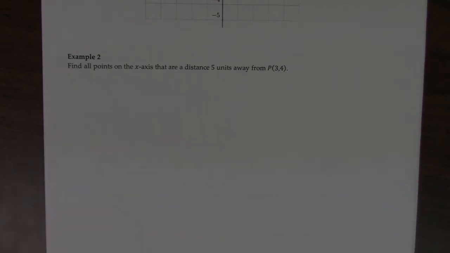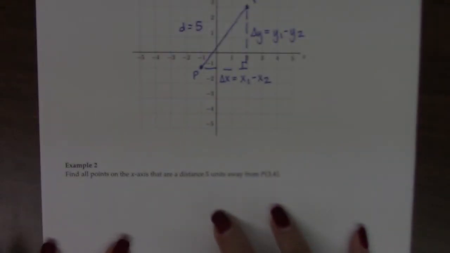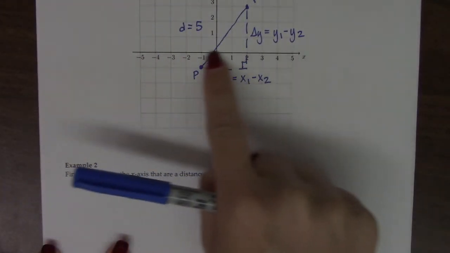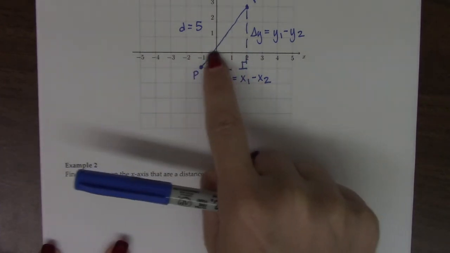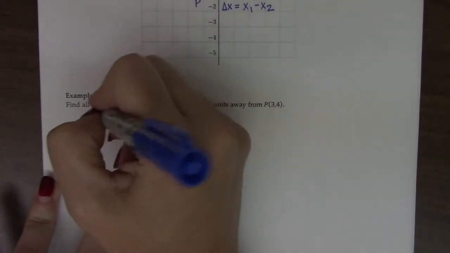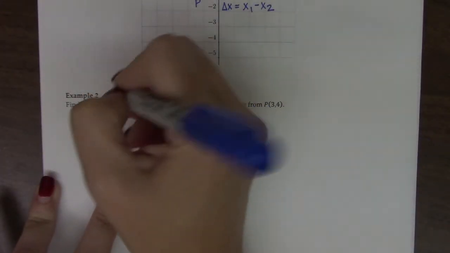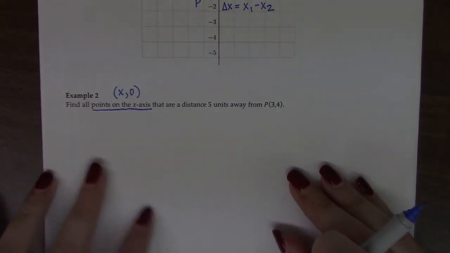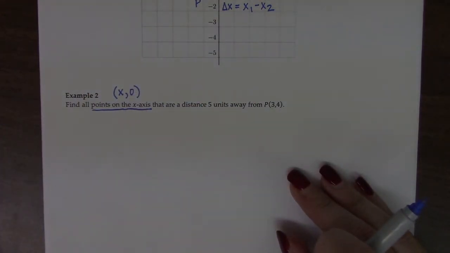Example 2 says find all the points on the x-axis that are a distance 5 units away from point 3, 4. So if you have a point that lies on the x-axis, if we look back up here, we actually have a coordinate plane. So we're looking for points that lie somewhere here. Well, their y-coordinates are 0 because you're actually on the x-axis. So if they say points on the x-axis, they're saying points of the form x comma 0. So we actually know the y-coordinate of all the points we're looking for.